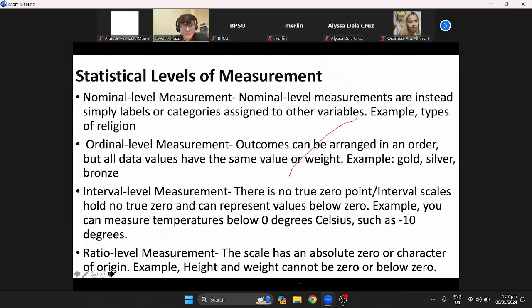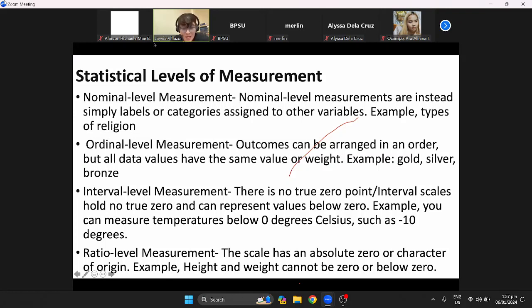Next. Now, for us to decide whether we're going to use different kinds of statistical treatment of the data, it's very important to be familiar with statistical levels of measurement. We have four. Okay, guys, again, it's very important for you to familiarize yourself and at the same time to ingrain these concepts in your hippocampus. Okay, kasi kahit saan kayo pumunta or even in your board exam, you're gonna encounter this. Okay? So, what are the levels of measurement?